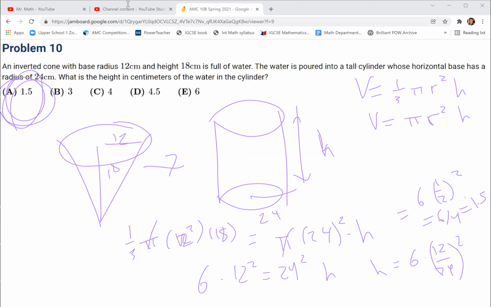So this one was really just about setting volumes equal to each other and noting the relationship between them. All right. So in my next video, I'm most likely going to do problems 11 and 12. So from 11 to 20, I do the problems in pairs. Okay, so my next video will be 11 and 12.